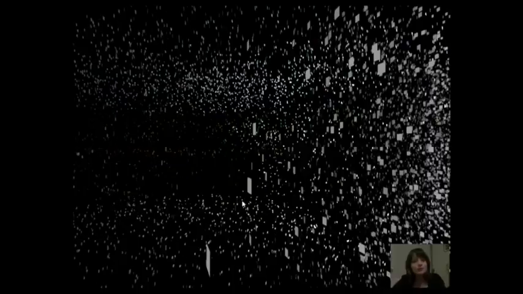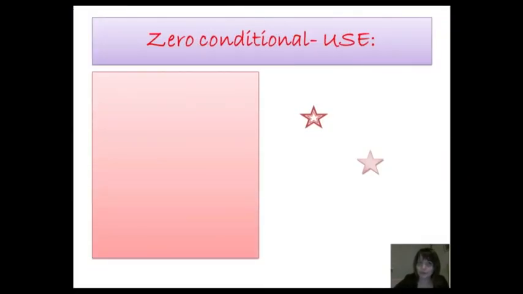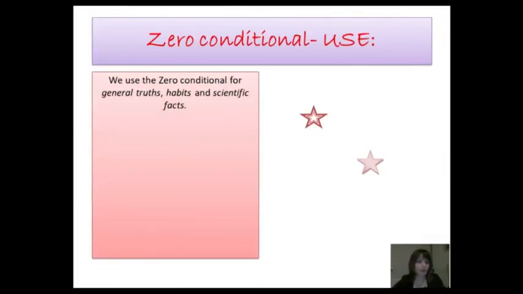So, since we have said everything about simple present tense, we can move on and talk about the use of the zero conditional. When do we use the zero conditional? Well, we can use it for general truths, habits, and scientific facts. Dakle, nulti tip kondicionalnih rečenica možemo koristiti za istinitosti, navike ili naučno dokazane činjenice.